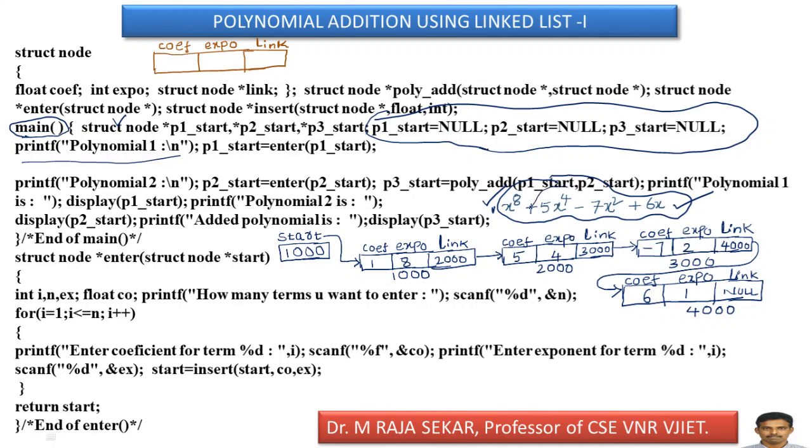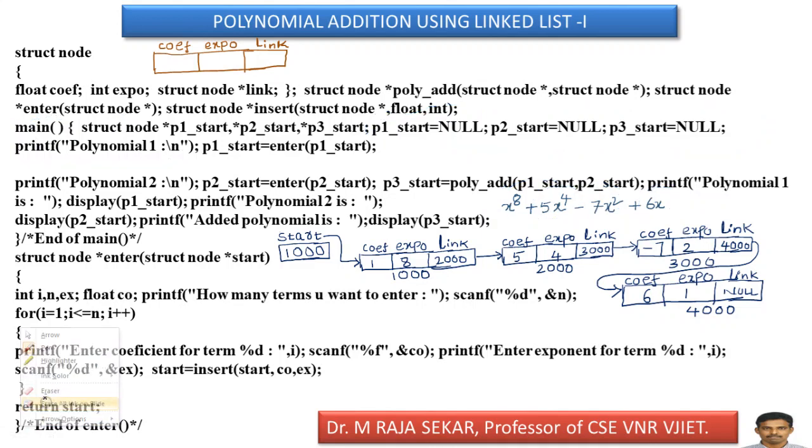What about next one? 5x power 4. Coefficient is 5, exponent is 4. What about minus 7x square? Minus 7 is coefficient, 2 is exponent. What is 6x? 6 is coefficient, 1 is known as exponent. How can I write program to represent this polynomial by using linked list? We will try to understand.